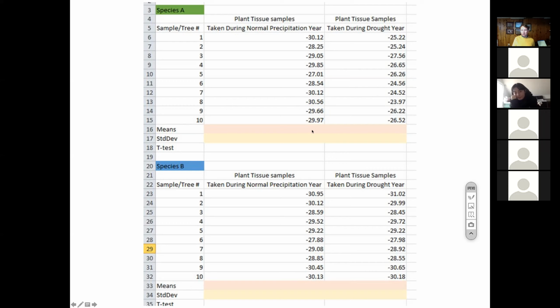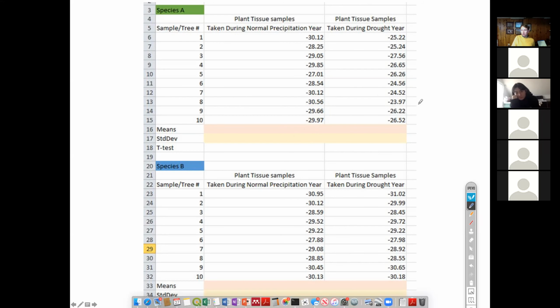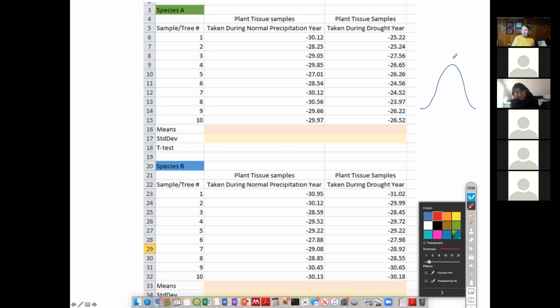To do that, we're going to calculate the mean of each of these populations. We're going to calculate the standard deviation of each of these populations. So if we go back to our bell curve, we're going to calculate the mean, and then we're going to calculate the standard deviation, which is this value here.